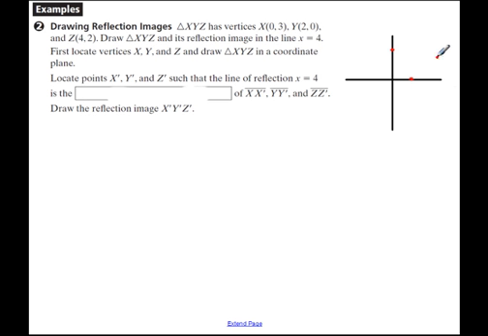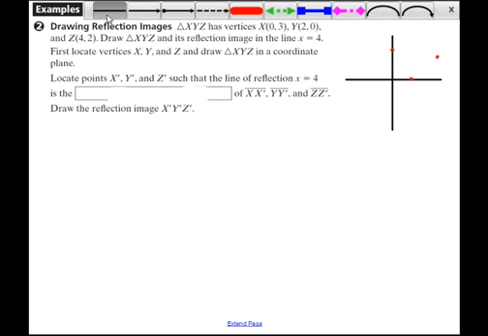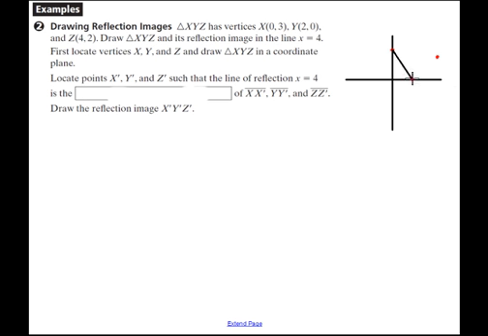Again, I'm just kind of eyeballing these. And they want us to draw triangle XYZ. So we've got that. We can fill in some lines here for XYZ. Connect those.